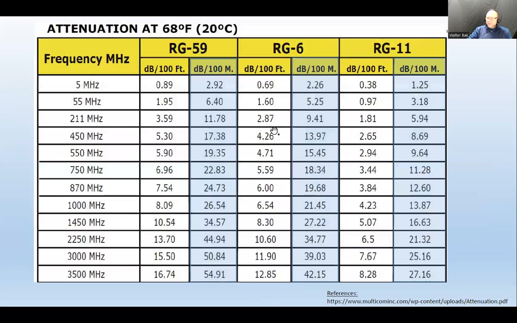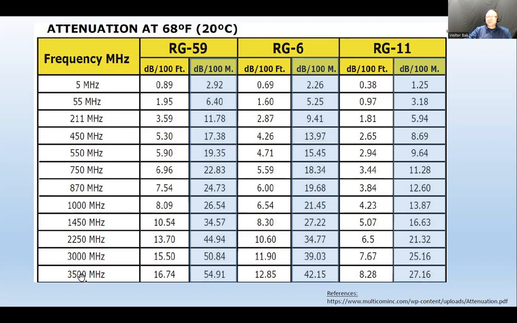Okay, so let's get to the next slide. We just have the three cables here. And if you want to know for RG58, you can still get this thing whenever. What do we have here? On the left side, we have frequency. And the frequency grows as we approach the bottom of the table. So here we have 5 megahertz, 55 megahertz, and so on. Just chunks of frequency.